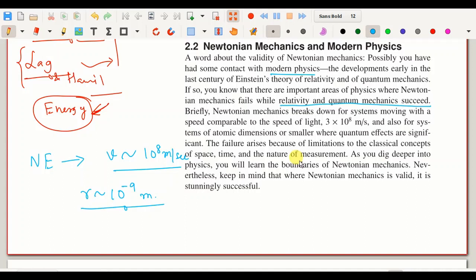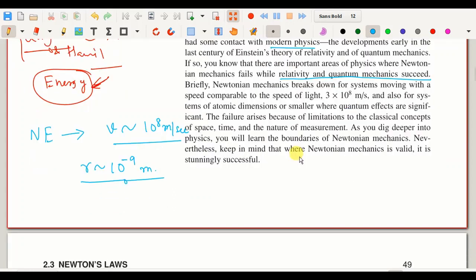It has a deeper meaning, and yet after Einstein and so many great scientists, we are still unclear about the concept of space and time. Maybe you are the next who can understand it. So take it deeply, what you are going to understand. As you dig deeper into physics, you will learn the boundaries of Newtonian mechanics. Nevertheless, keep in mind that when Newtonian mechanics is valid, it is stunningly successful.